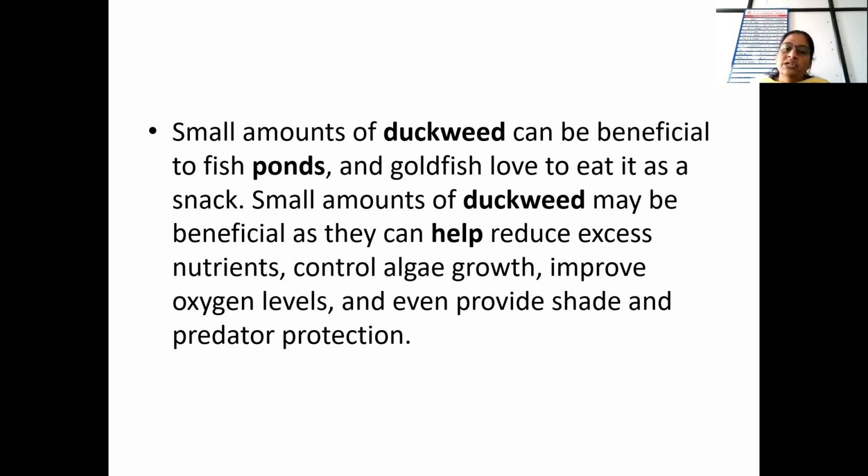How will it be beneficial? As it has a high capacity to absorb nutrients. And if nutrients are absorbed at a high rate, definitely it is going to help control the growth of algae. In that case, it will also help to increase the level of oxygen. So that's why if duckweed is planted in a pond in a controlled manner, definitely it is going to help.